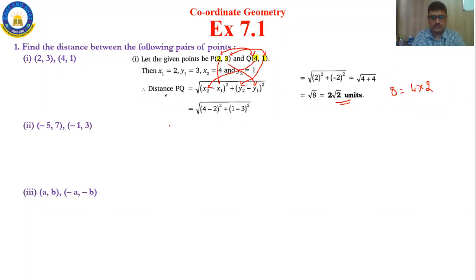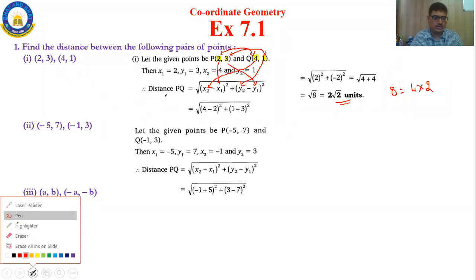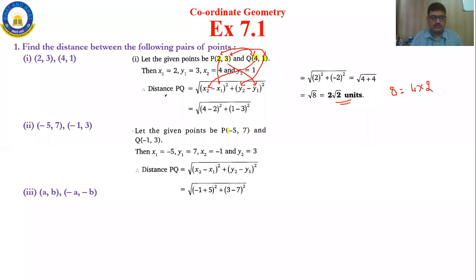So go for the second question. The methodology is the same. You have to just register in your mind that the procedure is the same. Given points (minus 5, 7) and (minus 1, 3), I have to consider what is x1, y1, x2, y2. So x1 will be minus 5, x2 will be minus 1, y1 will be 7, y2 will be 3.